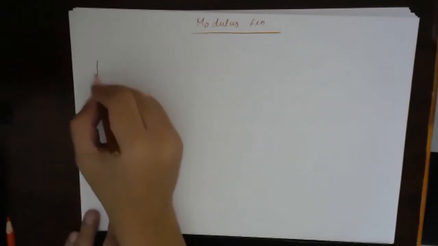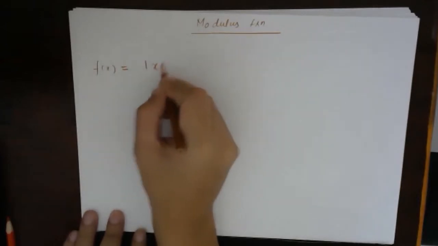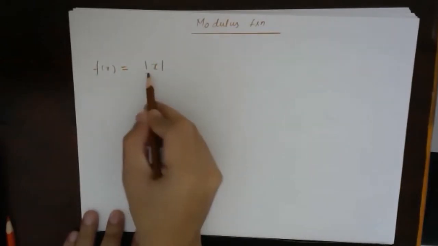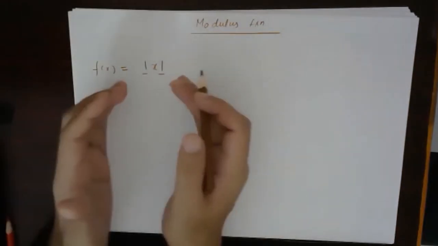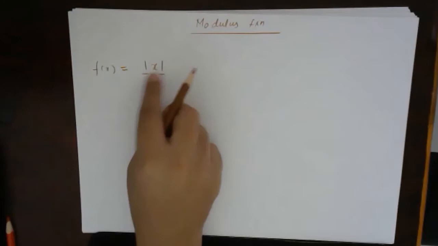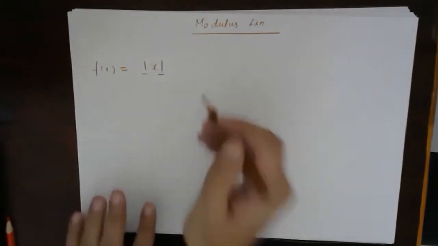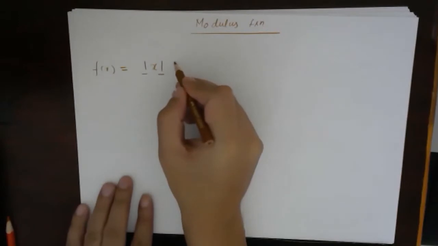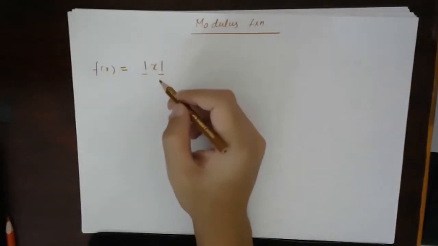suppose you have f of x is equal to modulus of x. The modulus function is represented by these two bars. Anything kept inside the bars is in modulus. And what the modulus function does is that it just takes away the negative sign. It will take away the negative sign and always give the output as a positive value.